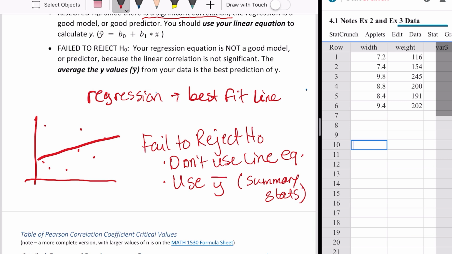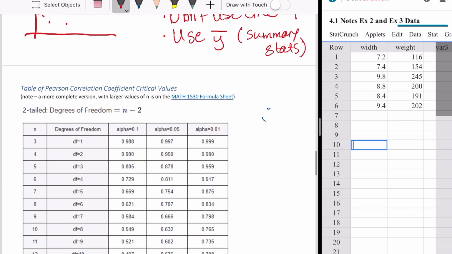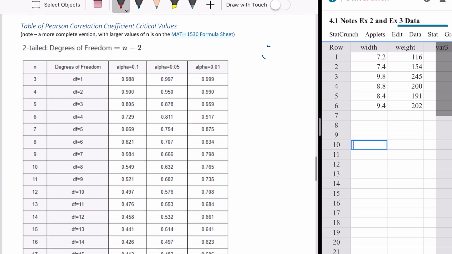Hang on. That just means that line is kind of meaningless in that case if I failed to reject the null hypothesis. If you fail to reject, do not use the equation. Okay, so here is that table of critical values. We told you you were going to have to use a table. Remember, this is the only time you have to use the table, but you do have to use it.